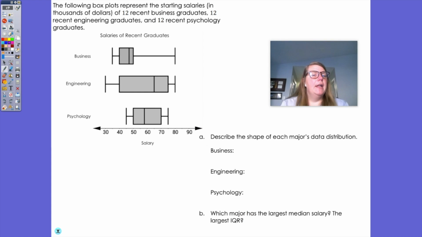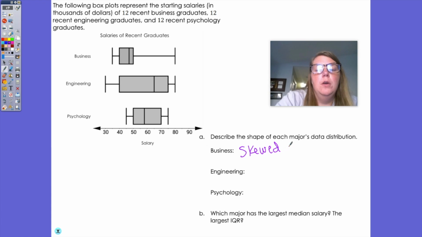All right, so let's look at a different comparison. The following box plots represent the starting salaries, in thousands of dollars, of 12 recent business graduates, 12 recent engineering graduates, and 12 recent psychology graduates. Describe the shape. So the shape is either going to be skewed or normal. If we look at business, you'll see that the box is not in the middle. It is way more to the left, but remember, we want to think the opposite. So business is going to be skewed right.